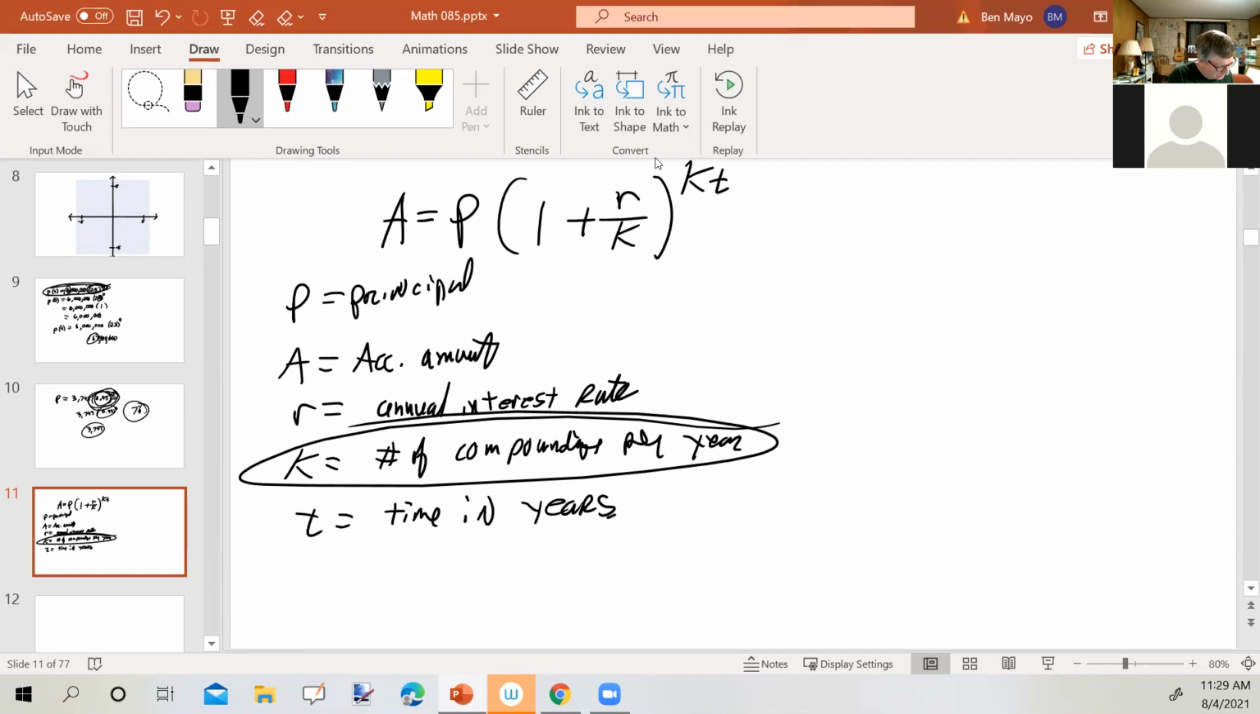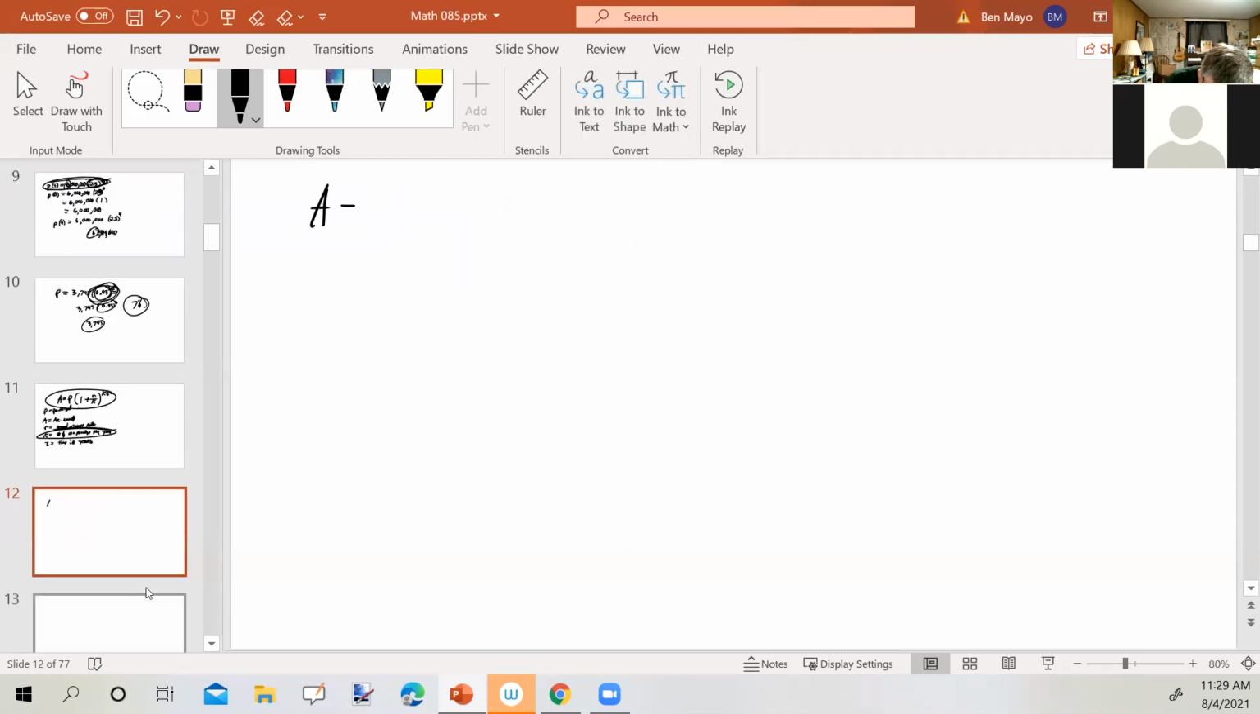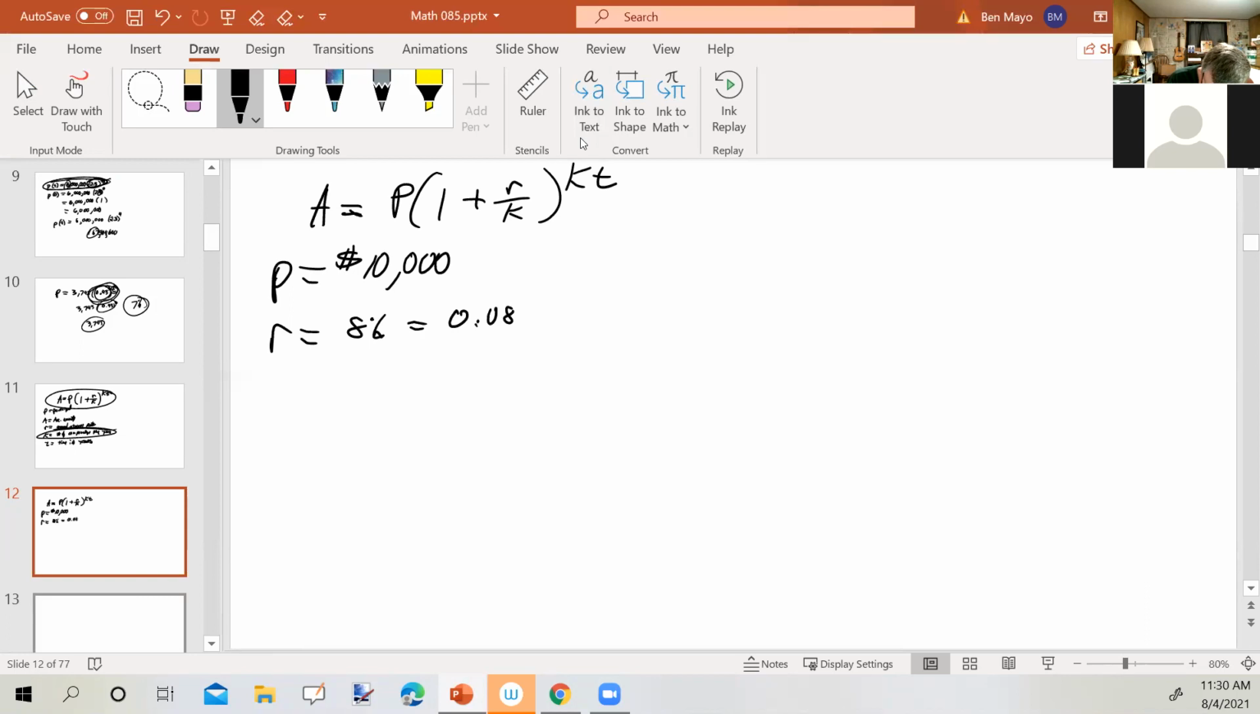Okay, now let's take a look at a problem using this formula. So A equals P times 1 plus R divided by K to the KT power. All right. It says compound interest, an initial deposit of $10,000, so P is $10,000, earns 8% interest. So R is 8%, which we're going to convert into a decimal number. Careful you don't mess that up. Compounded quarterly, so 4 times per year. How much will be in the account after 10 years?